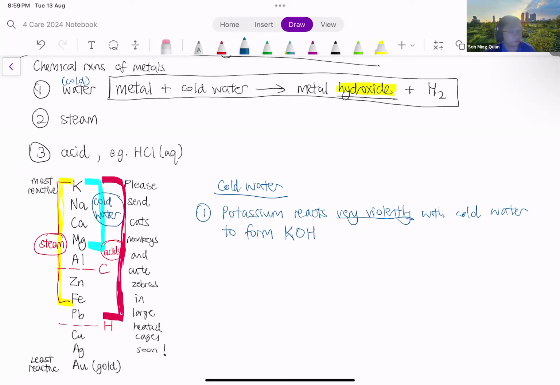All right. And hydrogen gas. Now, this reaction is so violent, the hydrogen gas catches fire and explodes. All right. That's the concept. Okay, so violent, the hydrogen gas would explode.